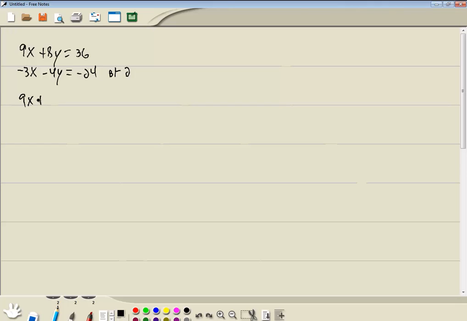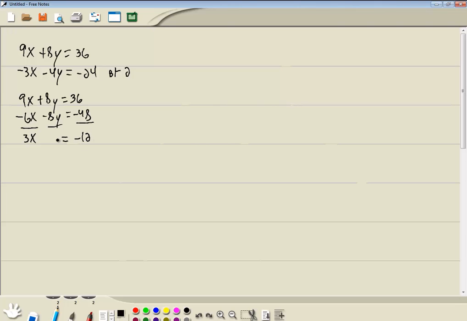So we got 9x plus 8y is equal to 36. 2 times negative 3 gives us negative 6x. 2 times negative 4 gives us negative 8y. And 2 times negative 24 gives us negative 48. Now when I add these, 9x minus 6x is 3x. 8y minus 8y drops away. 36 minus 48 is negative 12.